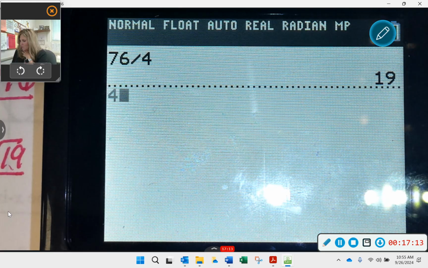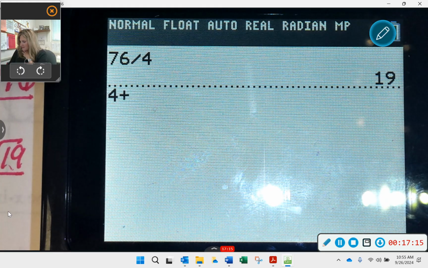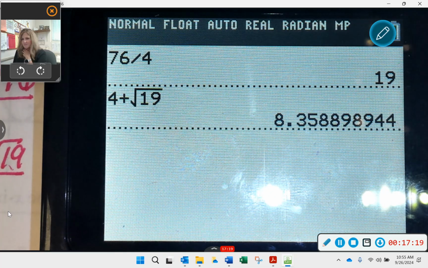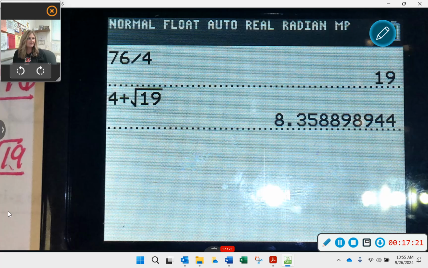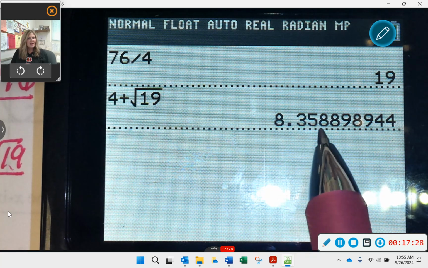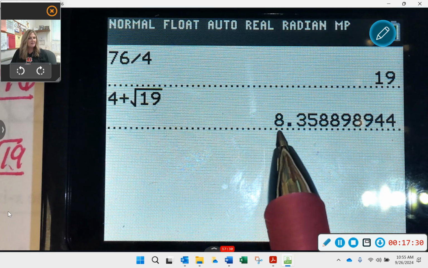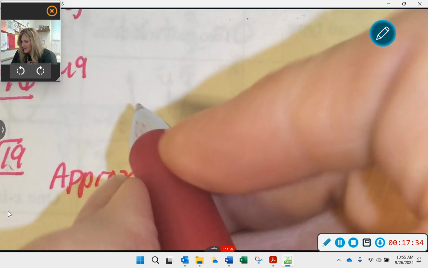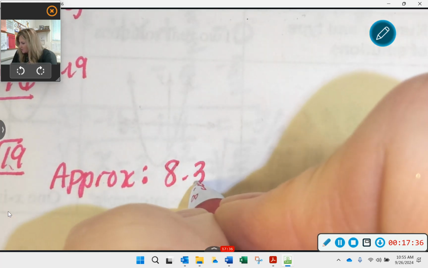Type in 4 plus the square root of 19. Okay? So this, I'm going to have to round this to what? 8.36. So that's going to be an approximate solution.